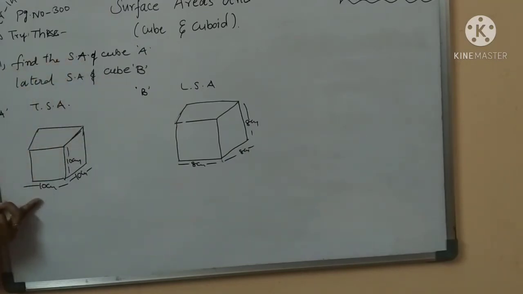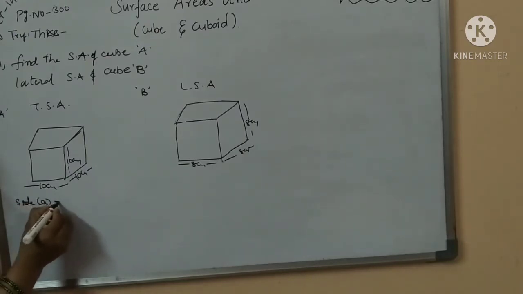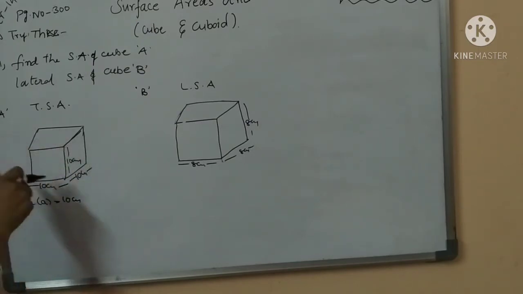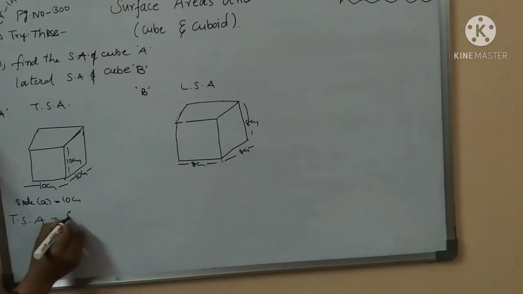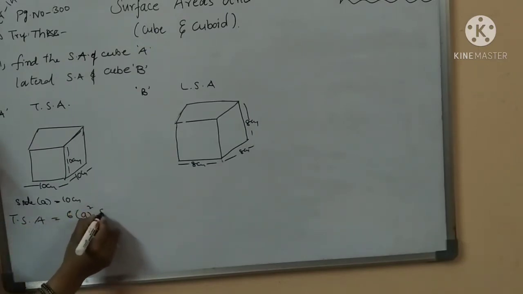So first one is find the surface area of a cube A. So it is the A diagram. Surface area means total surface area. What is the cube total surface area formula? Here given the side A equal to 10 centimeters. So cube means 3D shape, all sides are equal. Total surface area means how many faces? 6 faces. So the formula is total surface area equal to 6 into A square units.